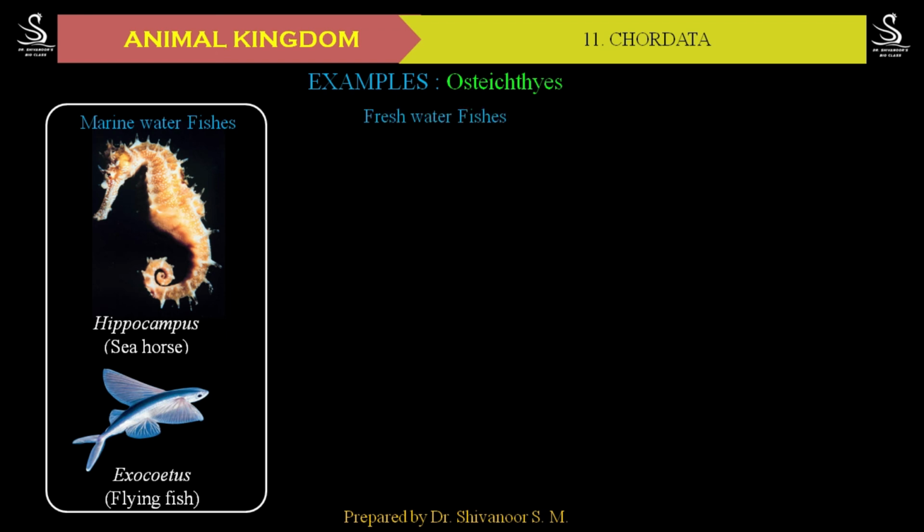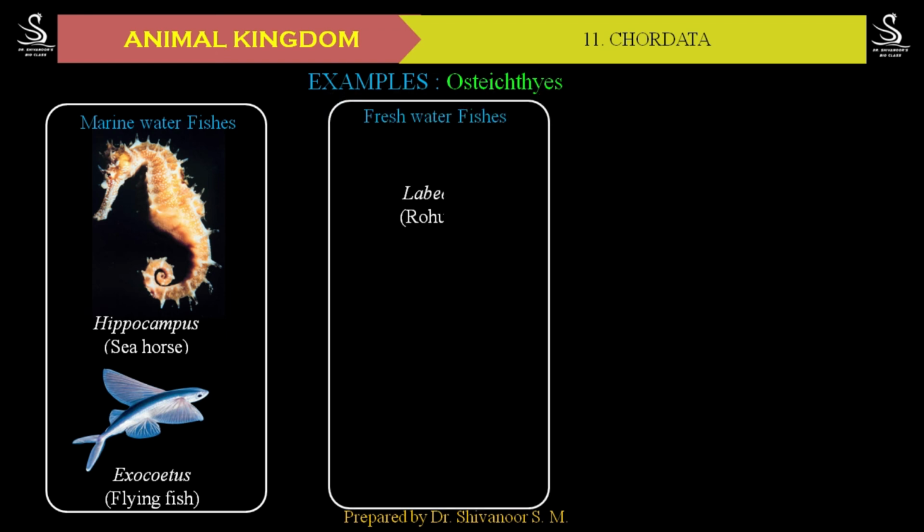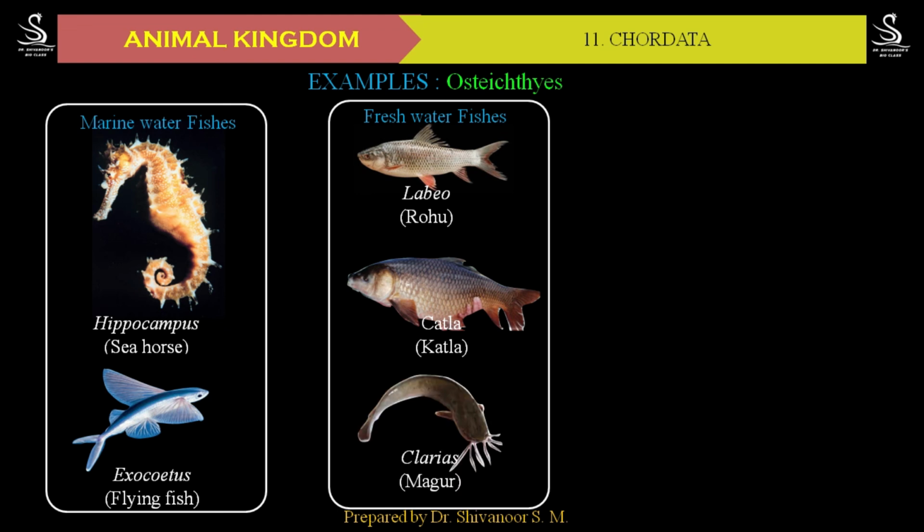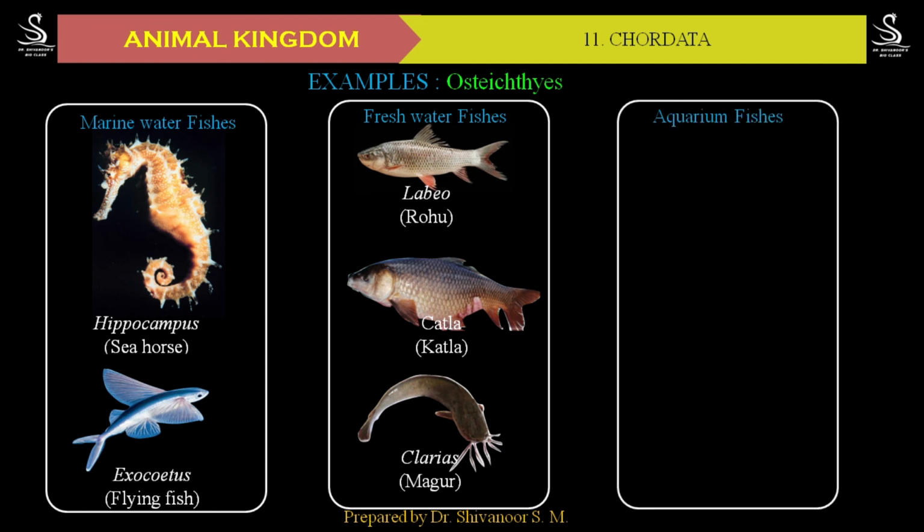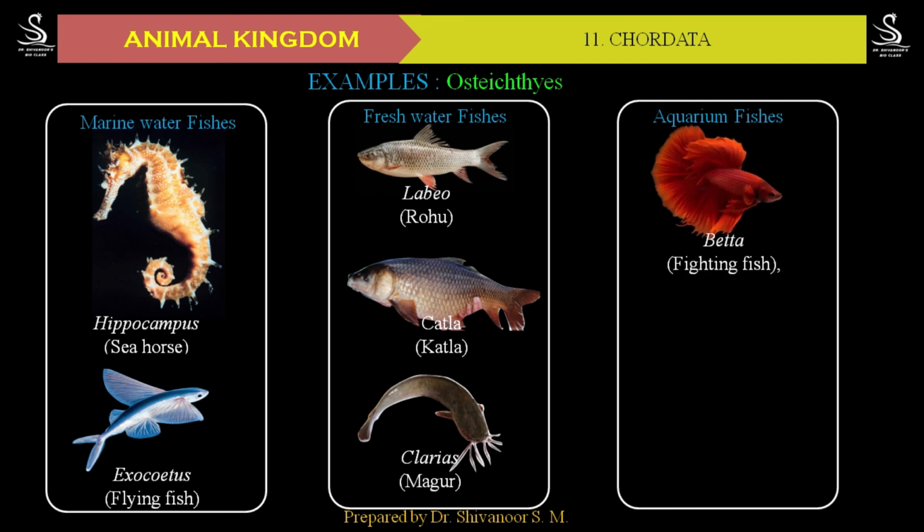Then we'll understand some of the freshwater fishes. One such example is Labeo. It is commonly called rohu. One more is Catla, Mrigala, Clarias. These are some freshwater Osteichthyes fishes. Then certain aquarium fishes also belong to this. An aquarium fish is Betta. It is called a fighting fish. Remember that flying fish is different, fighting fish is different. And one more example is Pterophyllum. It is called an angelfish. All these are the examples for Osteichthyes fishes.